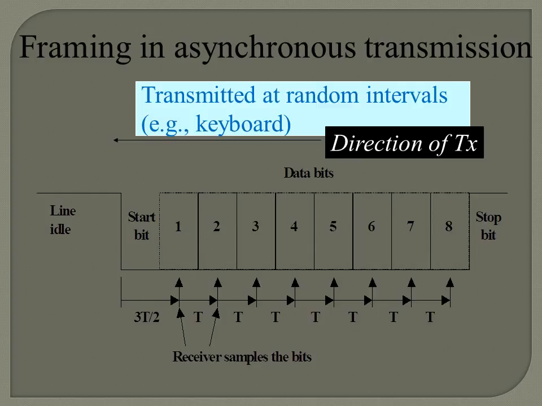So you can use a 1.5 bit start bit, and then that is followed by the actual data bits. So 1 to 8 are the data bits, and then we have one stop bit to indicate the end of the character. So start bit indicates the beginning of the character, and stop bit indicates the end of the character.